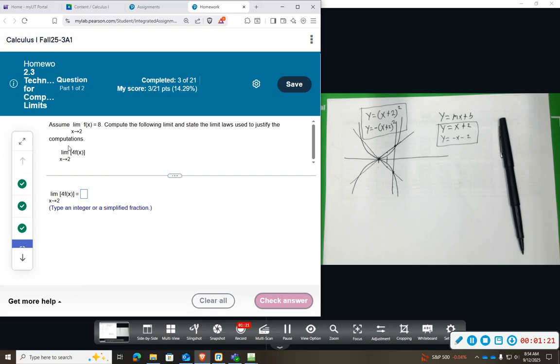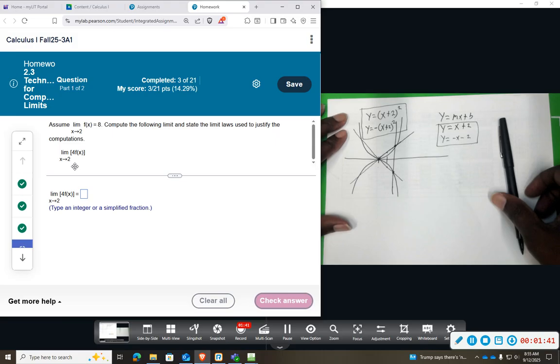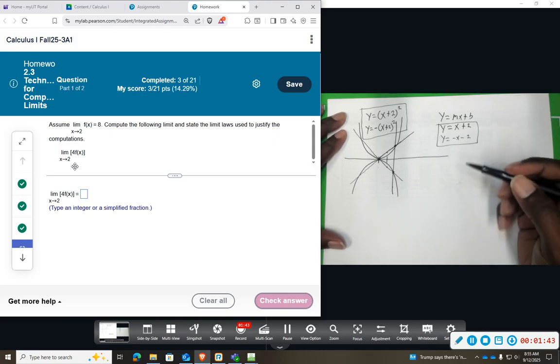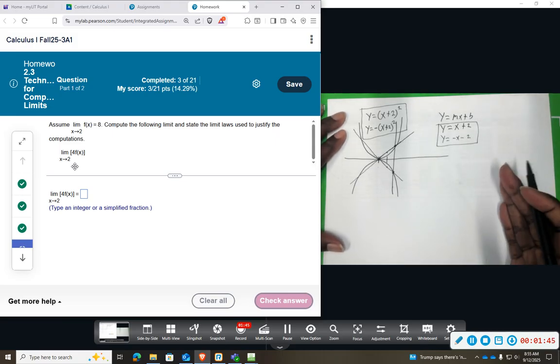All right, and then number 4. So this one says assume that the limit of f of x as x goes to 2 is equal to 8. We're going to compute the following limit and state the law that we use. So we're given what the limit is equal to, and then we are multiplying by a constant. So we learned in the text one of the laws is that you can multiply a limit by a constant and get the same thing.